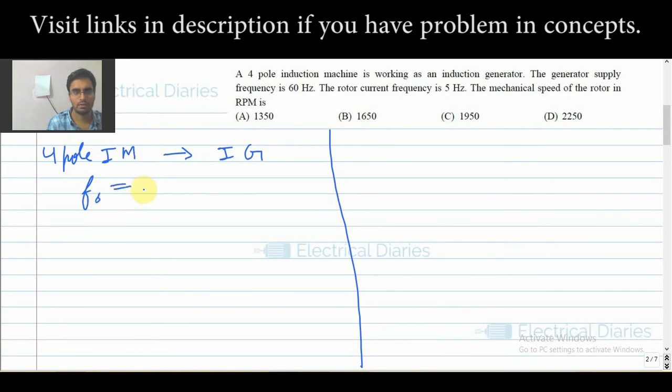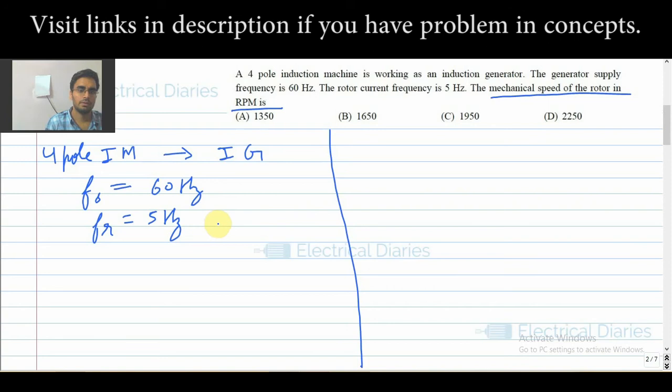So the frequency of the stator we are given, that is 60 Hz. The rotor current frequency is also given to us, that is fR equal to 5 Hz. Now the mechanical speed of the rotor in RPM is asked.